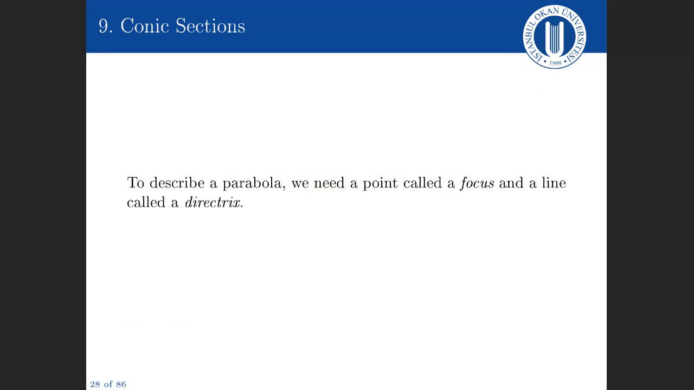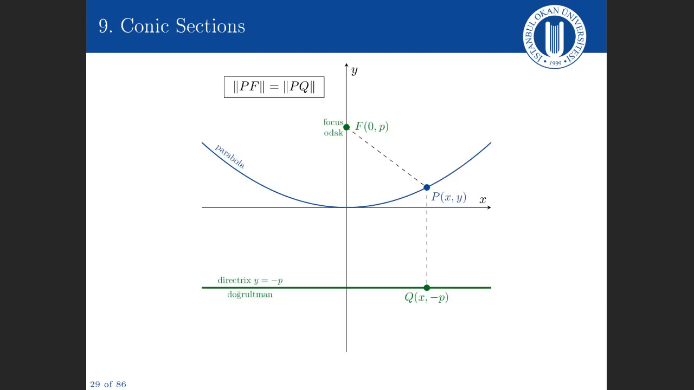So how do we describe a parabola? To describe a parabola, we need a point, which is called a focus, and a line called a directrix. Here's an example of a parabola. The focus I'm going to call the point F, which has Cartesian coordinates 0, p, and the directrix in this picture is the horizontal line y is equal to minus p.